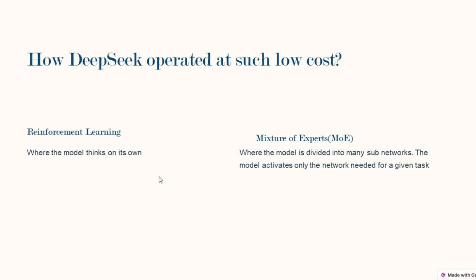Reinforcement learning means the model thinks on its own. You do not give any kind of labeled data. You allow the model to think on its own, and that is one of the reasons that it operates at a low cost, and also because it's a mixture of experts model. In mixture of experts architecture, the model is divided into many subnetworks, which we call experts, and each subnetwork is specialized in one task. So the model activates only the network which is needed for a given task, and therefore it can operate at lower cost compared to other OpenAI models.